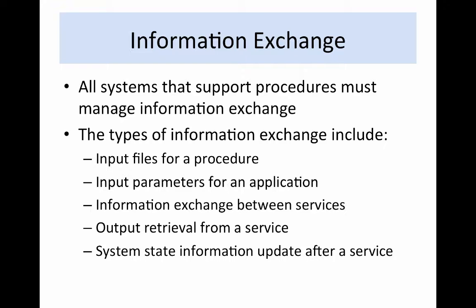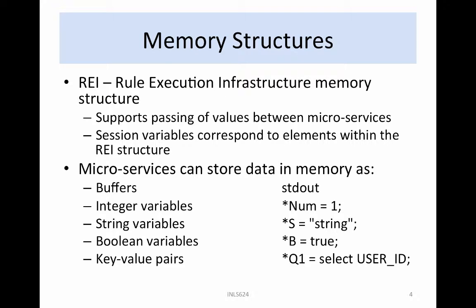Within a data grid, all four mechanisms can be used to exchange information. The primary information exchange mechanism is through structures in memory. When microservices are used within a rule, they put results into a data structure in memory, which is read by the next microservice. Information that must persist across access sessions is stored in the ICAT database and retrieved through database queries. The iRODS data grid uses an in-memory structure to store information and data called REI, Rule Execution Infrastructure Memory Structure. Memory structures can be defined to support passing of values between microservices.